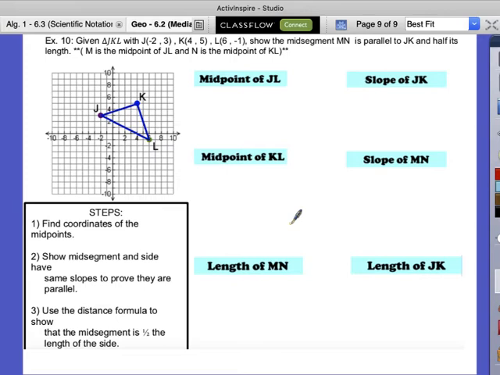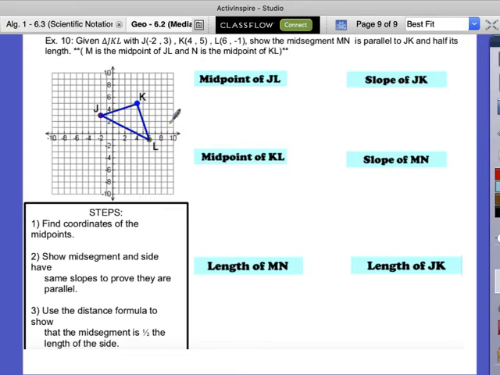We're supposed to show that the midsegment MN, which isn't formed yet, is parallel to JK. So we need to show that this midsegment is parallel to JK, and that it's half its length. M is the midpoint of JL, so we're gonna have an M that's the midpoint of JL, and an N that's the midpoint of KL over here. So it's gonna be connecting these two sides, JL and KL, okay?